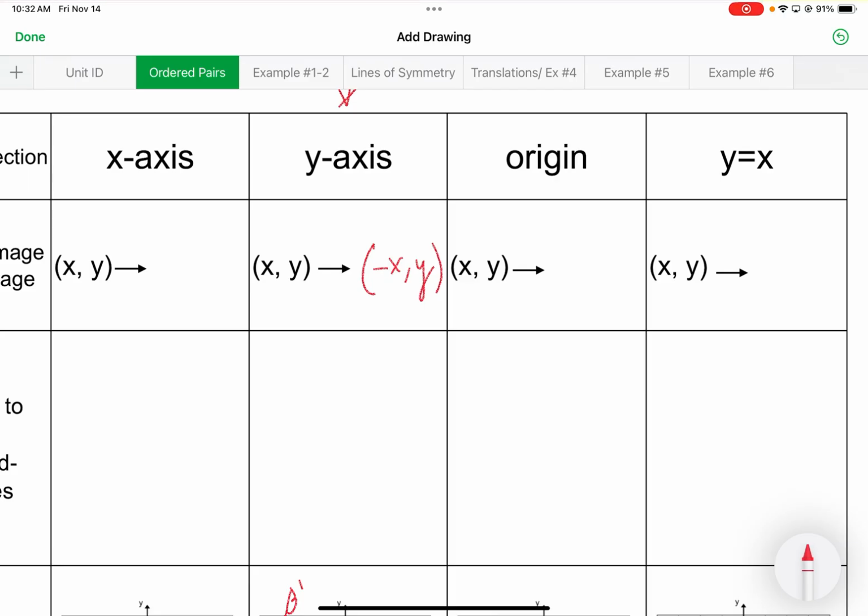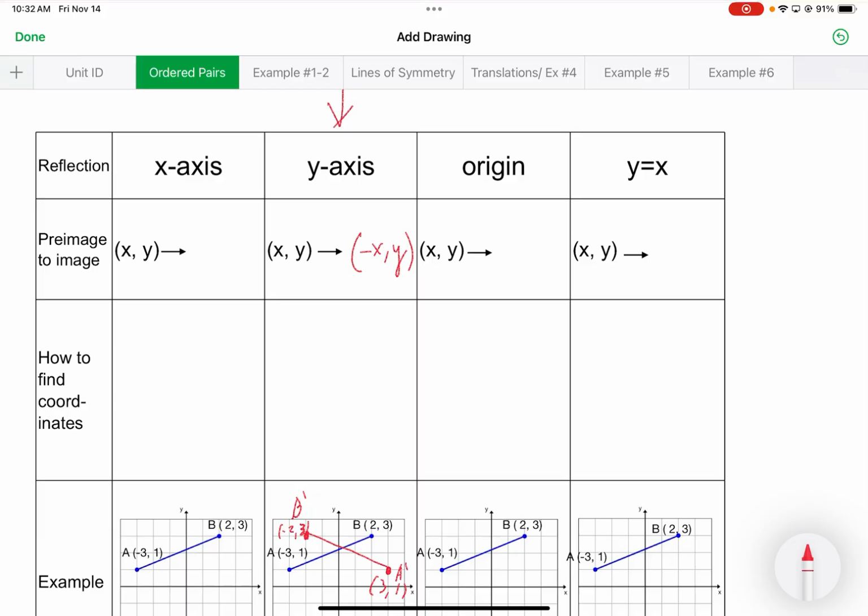Anytime I want to reflect something over the y-axis, I just need to negate my x-coordinate, which means change the sign of my x-coordinate, okay? So the second row is how to find coordinates. We're just going to change the sign of the x-coordinate. That is what that rule means. Y-coordinate stays the same. We just change the sign of the x-coordinate.